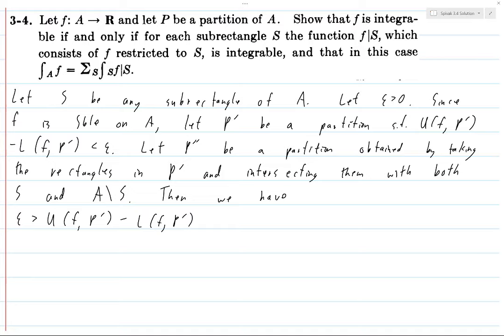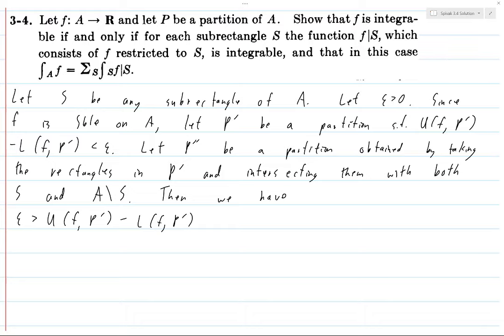Oh, by the way, when I say that we take P prime and intersect them with both S and A minus S, I guess you can't really just do that alone, because you might get weird looking sets that don't look like rectangles. You have to take these intersections and potentially break them up even further so that you get rectangles, but that doesn't really matter. What matters is that you get a subpartition of P prime which contains a partition of S. That's really what we want, and I'm just showing that that can be done.